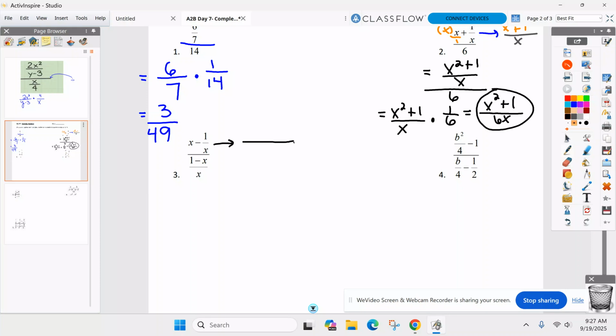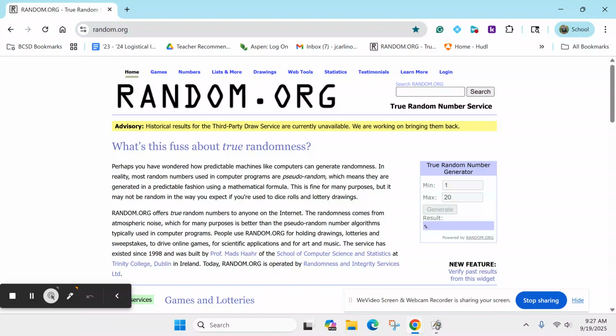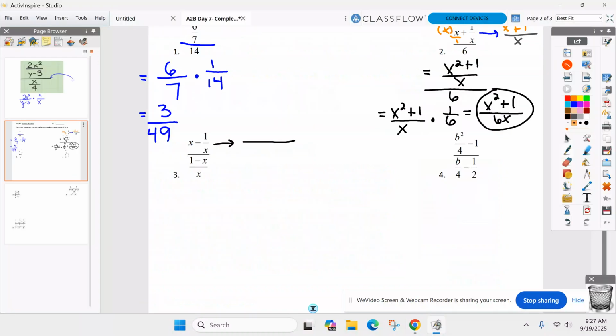X minus 1 over x. What's the common denominator there? What's my common denominator here? X. Good job. Common denominator is x. Remember, if anybody wants to put that over 1 to make you feel better, feel free.